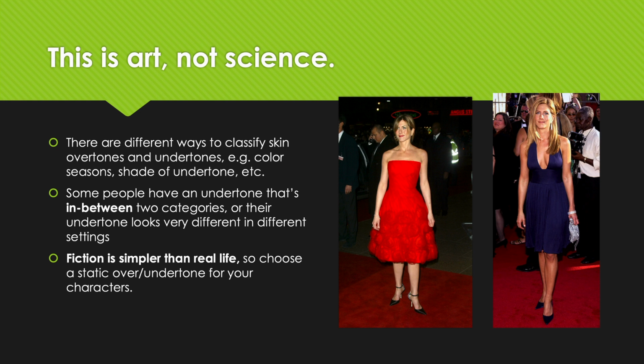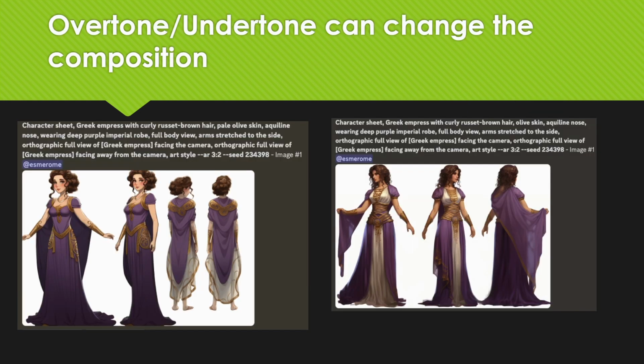So yeah, this is an art. It's not a science. There are different ways to classify skin overtones and undertones, like color seasons, the shade of the undertone. Is it pinkish? Is it yellowish? Is it grayish? And so on. Some people do have an undertone that is in between two categories, or their undertone looks different in different settings, different lightings. But remember, fiction is much simpler than real life. So you can choose a static overtone and undertone for your characters.